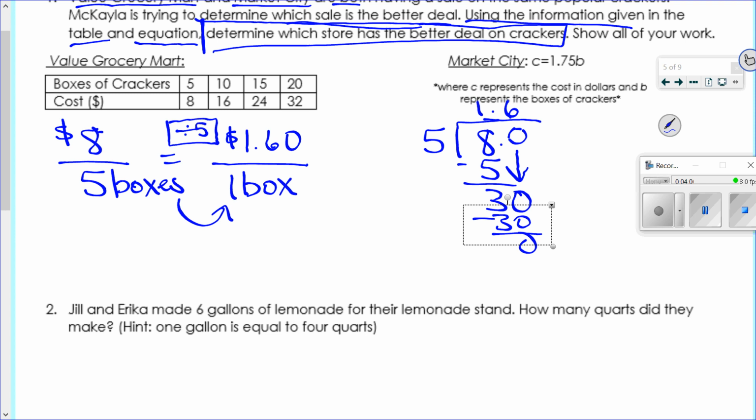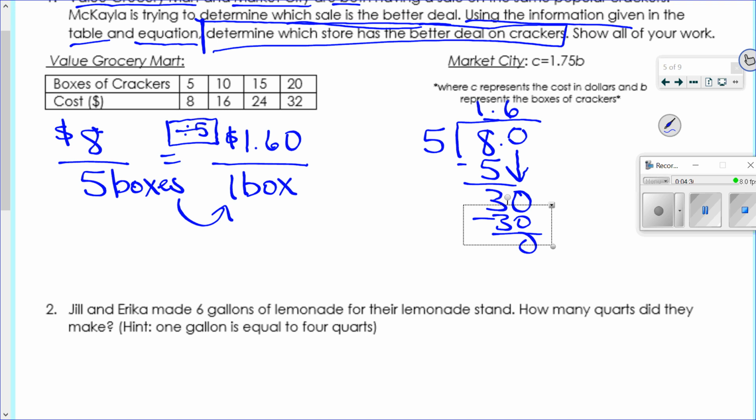Right. Because why? How do I know that? Because it says that the cost is $1.75, and then B was the box. Per B, and we're looking for 1 box. If I were to put 1 right here, it means multiplication. 1.75 times 1 is $1.75, right? Exactly. Okay, so Market City, it's $1.75 per box.